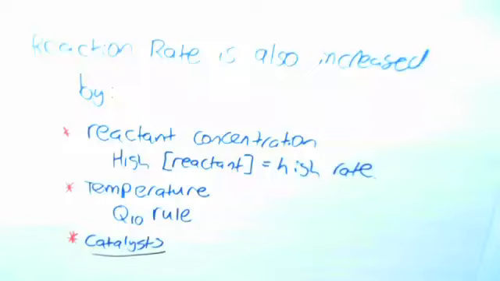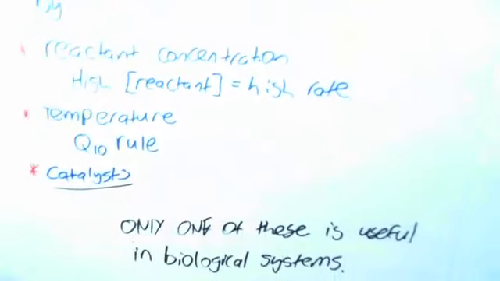Also, temperature increases the rate of reaction. There's a thing called the Q10 Rule, which is pretty much that for every 10-degree Celsius rise in temperature, you double the reaction rate. But again, we can see how this doesn't really work for biological systems, because continually raising the heat of a biological system damages them beyond repair. So really only one of these is useful in biological systems, and that's catalysts, and that's enzymes. We'll go a bit more into the specific behavior of enzyme catalysts in the next video.